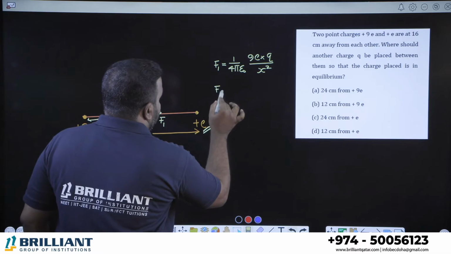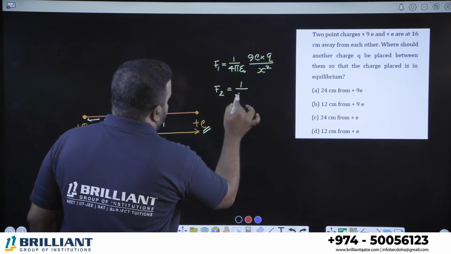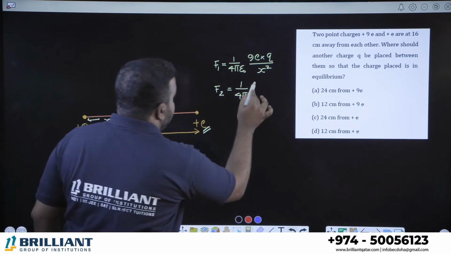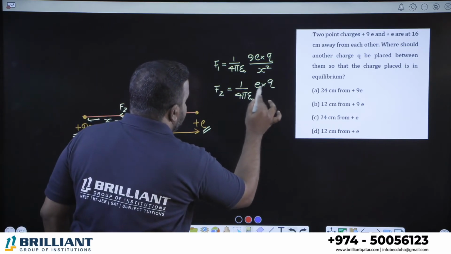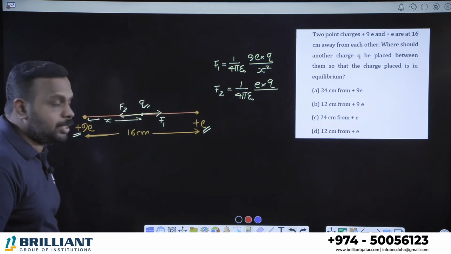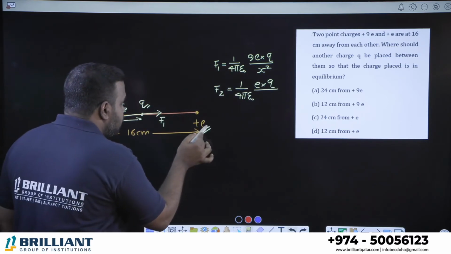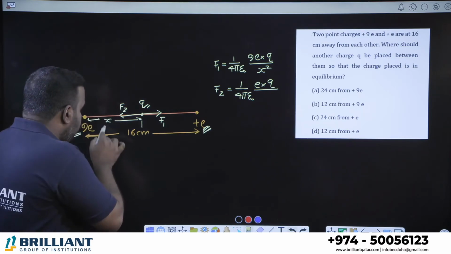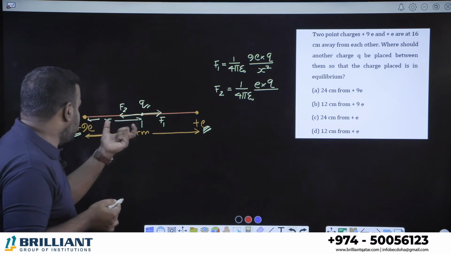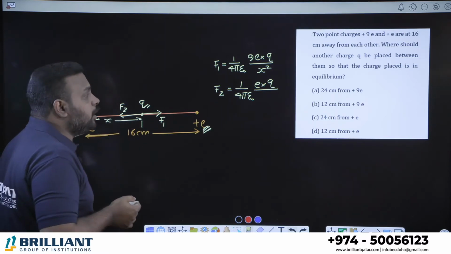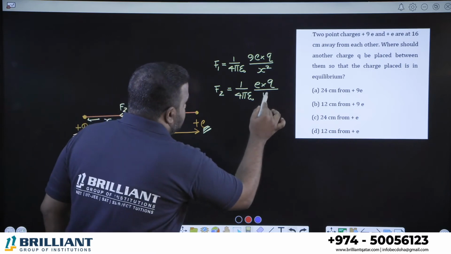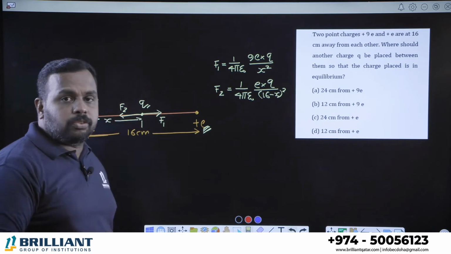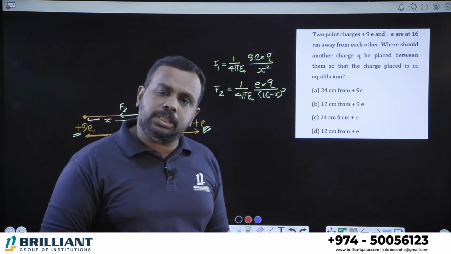What is F2? F2 is equal to 1 by 4 pi epsilon naught once again, Q1 Q2. What is Q1? It's e. Q2 is no change, it's q only, divided by the distance. What will be the distance? The distance between this e and this q. The total distance is given as 16 and we have already taken the distance between q and 9e as x. So the remaining distance will be 16 minus x, right? 16 minus x the whole square. So we got the equation for the two forces. Now what can we do? Just equate them.